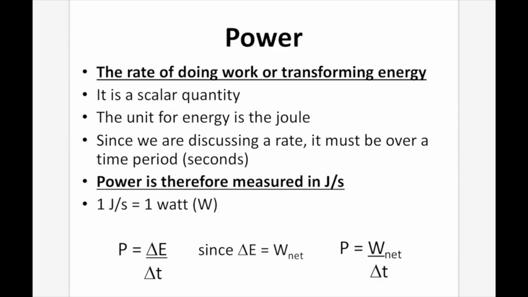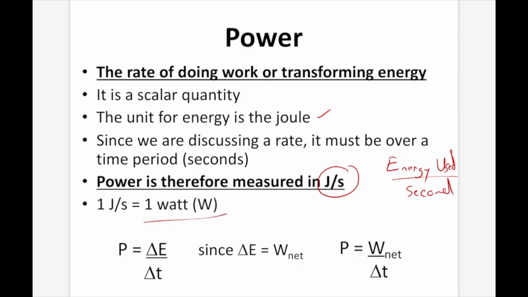Power is the rate of doing work or transforming energy. It's a scalar quantity, keeping in mind the unit for energy is the joule, and since we're discussing a rate, it must be over a time period. That's what a rate is. It's something over a time period. And power, therefore, is joules per second. Energy used per second. And the unit is the watt.